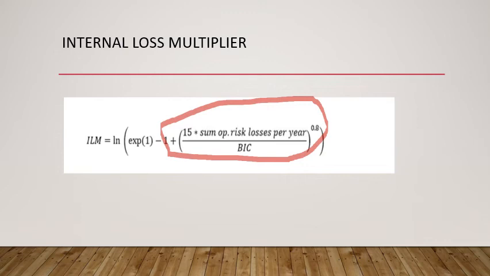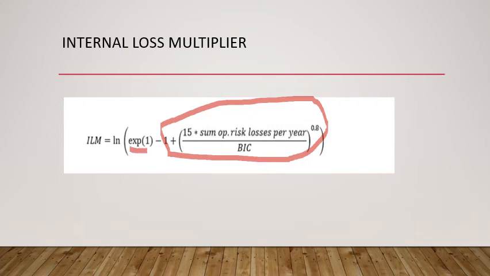Now this is something that you will do: 15 multiplied by this, divided by BIC raised to 0.8 as per the regulatory formula. You will arrive at a solution and then add 1 to that. So that's something that will give you the first component of the formula.